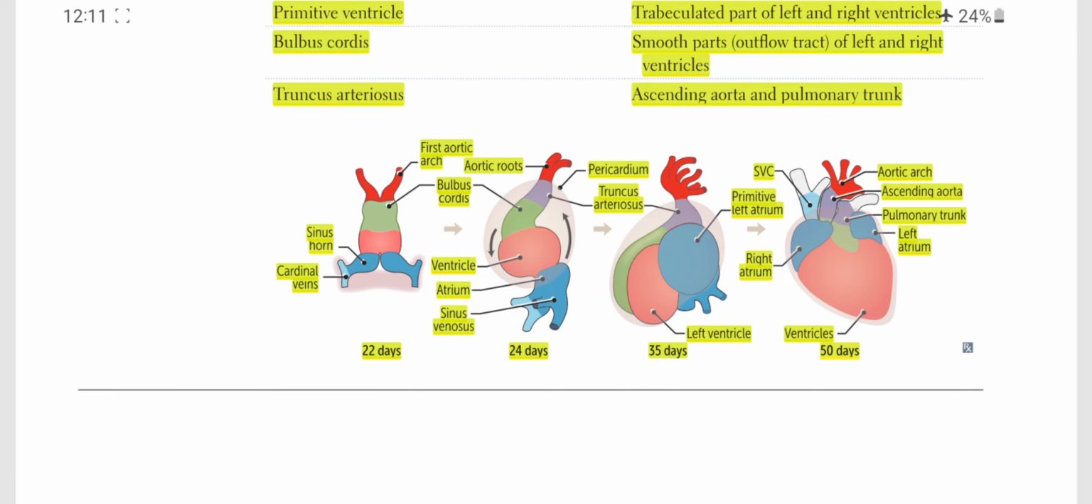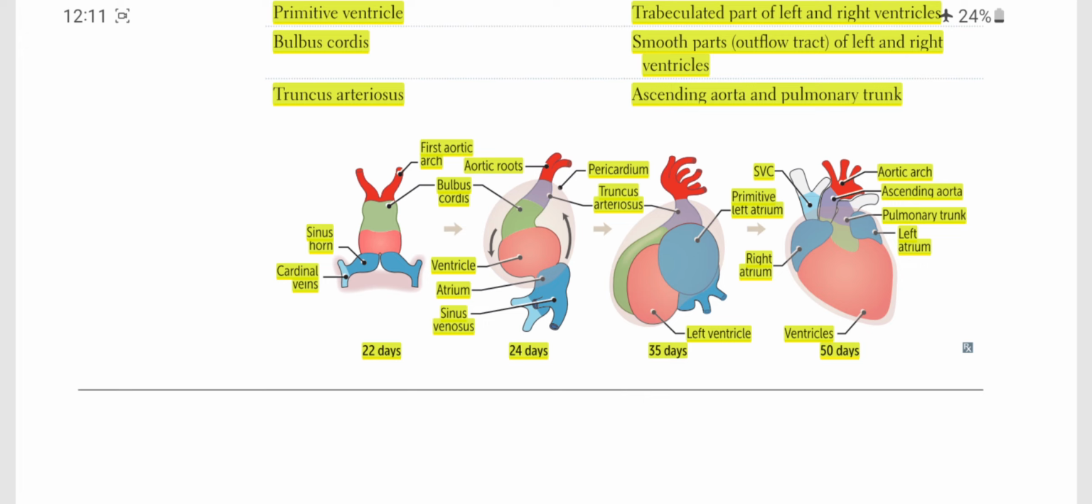Okay, this is on day 22 of the fetus, right? Then there is the appearance of the first aortic arch. In the middle we have bulbus cordis. Now on day 24 we have sinus venosus, we have atria, we have ventricle, right? And we have aortic roots. Then the pericardium will appear and we have the truncus arteriosus.